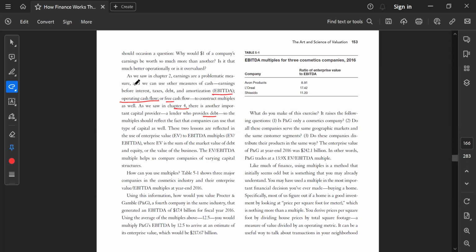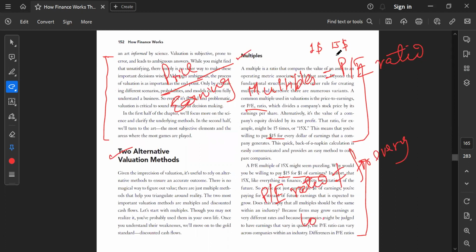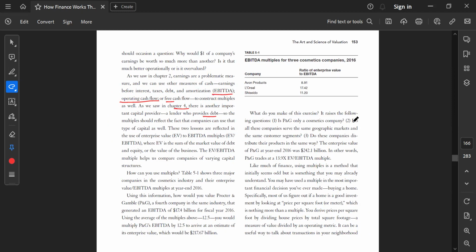So here it was saying that the PE ratio is one measure of deriving multiples, but the problem with the PE ratio is that it varies for different companies. It is not the same. So another useful measure is to calculate the ratio called EV, which is enterprise value, by EBITDA.